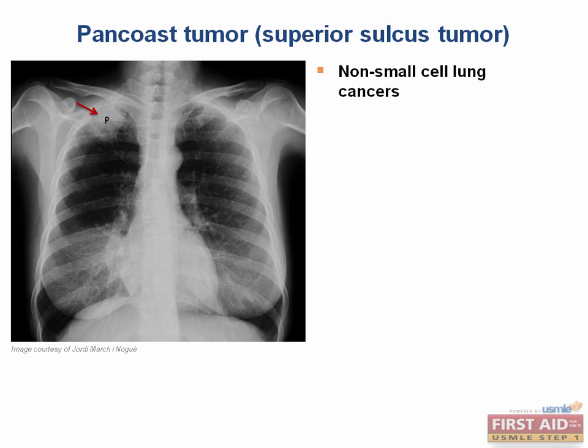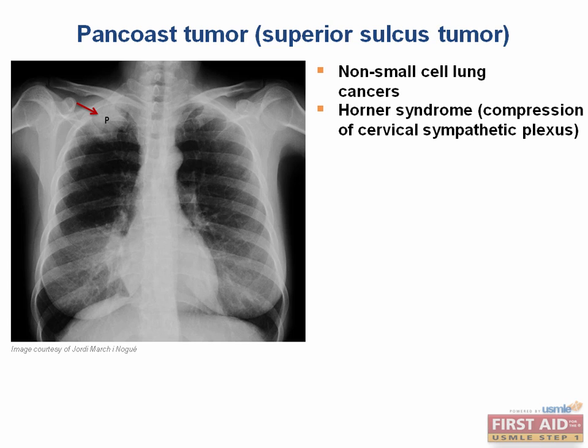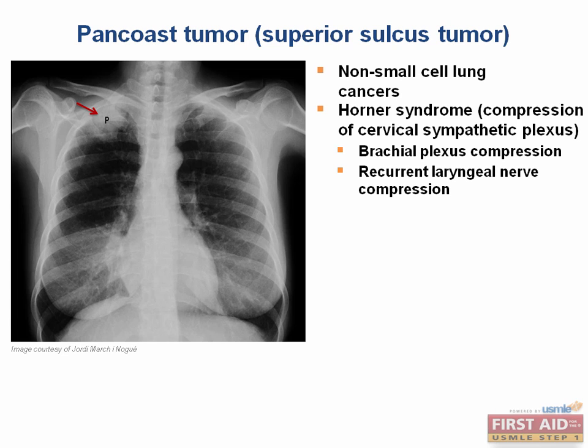You can also get Horner syndrome through compression of the cervical sympathetic plexus. And what's the triad of Horner syndrome? Well, that would be ptosis, anhidrosis, and miosis, from loss of the sympathetics to that side of the face. Now, what structure is affected if you also get pain and weakness in that arm and hand? That's the brachial plexus. You can also get hoarseness if the recurrent laryngeal nerve is involved. Now, what other structure might be obstructed? The superior vena cava, which brings us to superior vena cava syndrome.